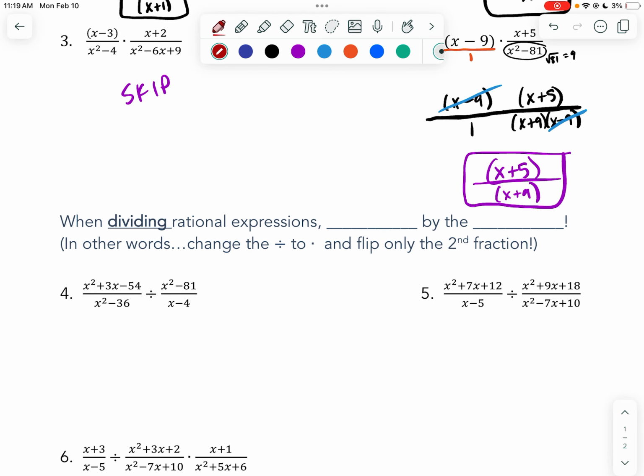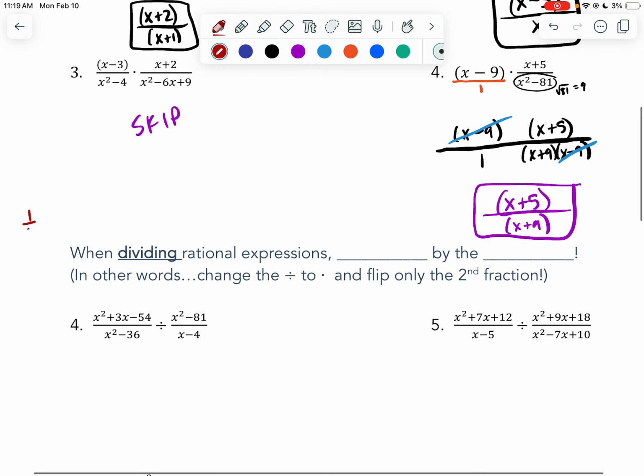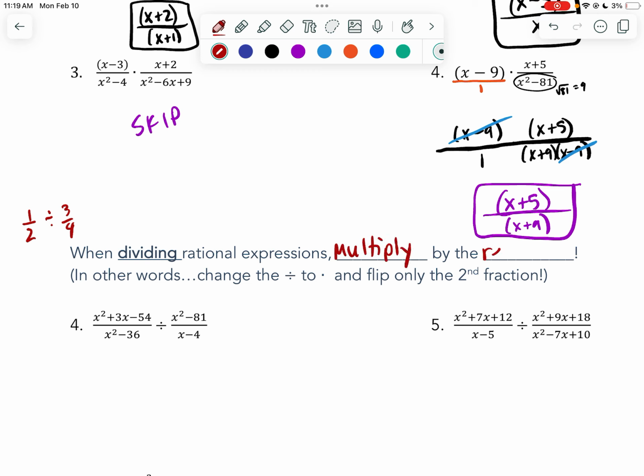So we never divide by fractions. Okay, if I asked you to do like 1/2 divided by 3/4, we never do that. There's something else that we do instead. When dividing rational expressions or fractions, we multiply by the reciprocal. In other words, change the division to multiplication and flip only what comes after that.